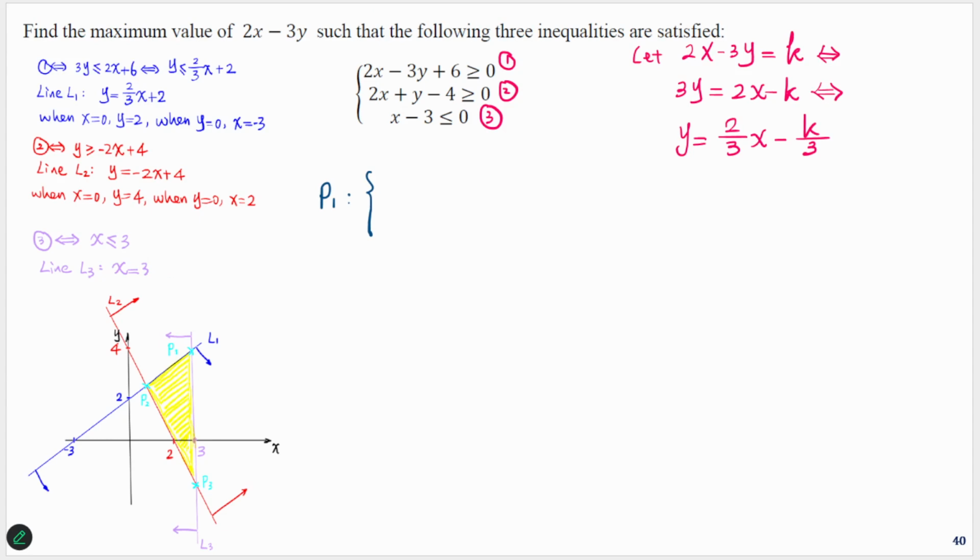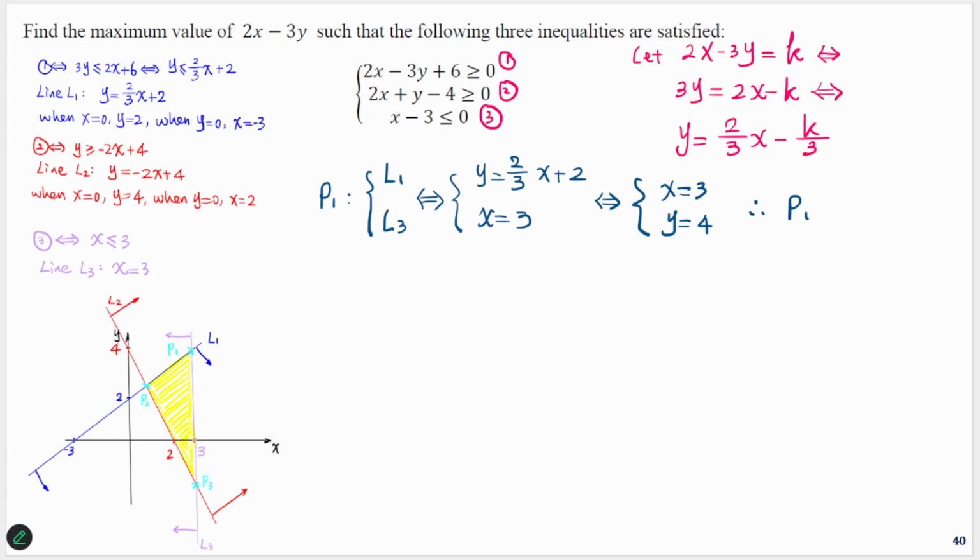You simply combine the two corresponding equations. P1 is the point of intersection between L1 and L3, right? Simply combine these two equations. L1 is y equals 2 over 3 x plus 2, and L3 is simply x equals 3. And this gives us a unique solution, x equals 3 and y equals 4. Therefore, the coordinates of P1 are 3, 4.